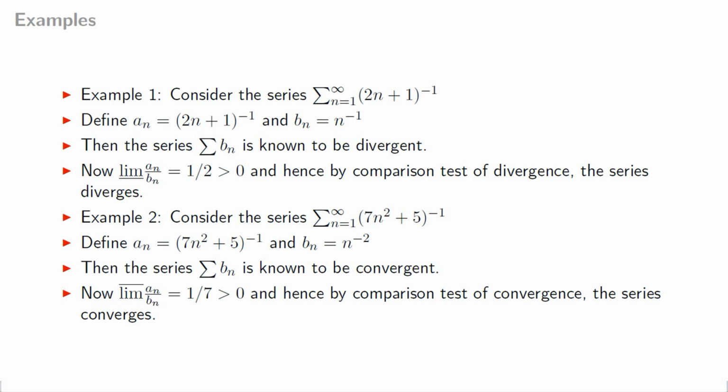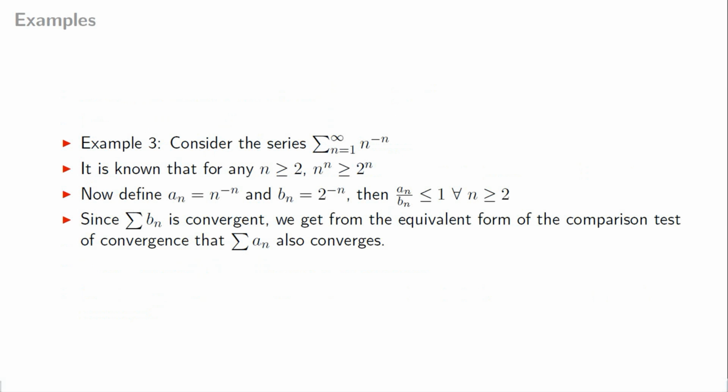and hence by the comparison test of divergence the series diverges. Consider our next example, where we have considered a series with nth term as (7n square plus 5) to the power minus 1. Now looking at the form of (7n square plus 5) to the power minus 1, we set b_n as 1 by n square. Then the series summation b_n is known to be convergent, and we find that limit superior of a_n divided by b_n equal to 1 by 7, which is positive, and hence by the comparison test of convergence the series converges.